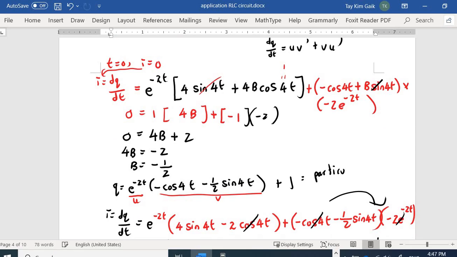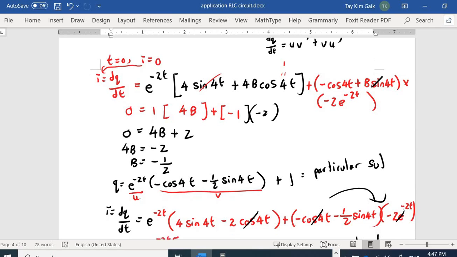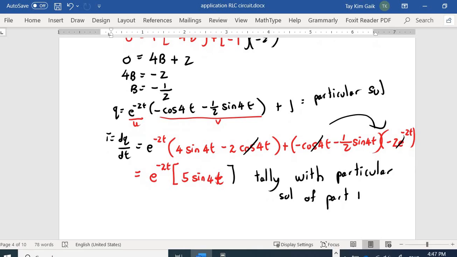This is the particular solution. To check whether our particular solution is correct or not, we know I is equal to dq/dt. Using differentiation with the product rule again and simplifying, we get dq/dt, which is I, which is 5 times exponent negative 2t sin 4t, which is valid with the particular solution of I that we obtained in part 1. With this, thank you for your attention.